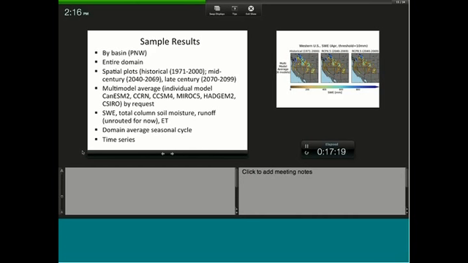We have available snow water equivalent, total column soil moisture, unrouted runoff, and ET. I'm not going to show ET results, but I am going to show snow water equivalent because that's such a dominant variable in the Pacific Northwest, as well as some of the soil moisture and runoff. And I'll show material on the domain average seasonal cycle, and then we've also got some time series.